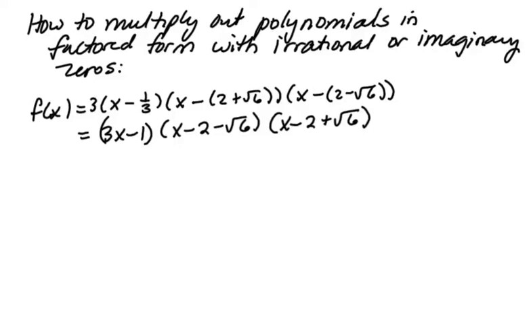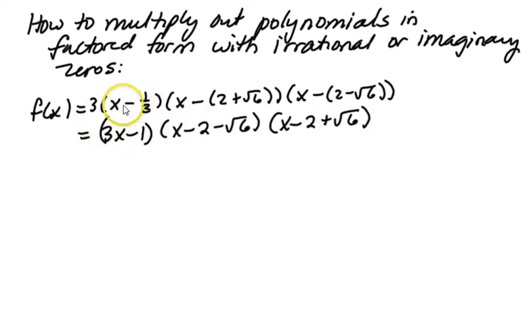I want to talk about how you take the zeros, write them in factored form, and then multiply it out. So this was example three, and in the video I had forgotten the coefficient three when I wrote it out in factored form, but it's supposed to be here. And so here I wrote out all the factored form of the three zeros.